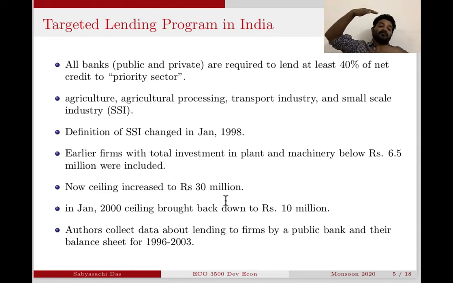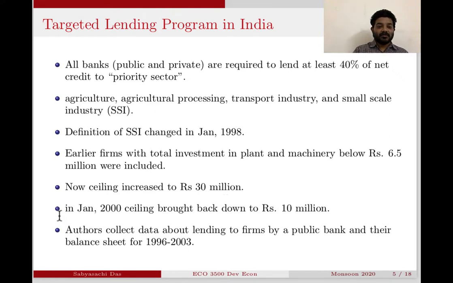So all the firms between 6.5 million and 30 million rupees of plant and machinery investment, they were ineligible for this priority sector lending. Now they are part of the priority sector lending, so it's now easier to get bank loans. Okay.